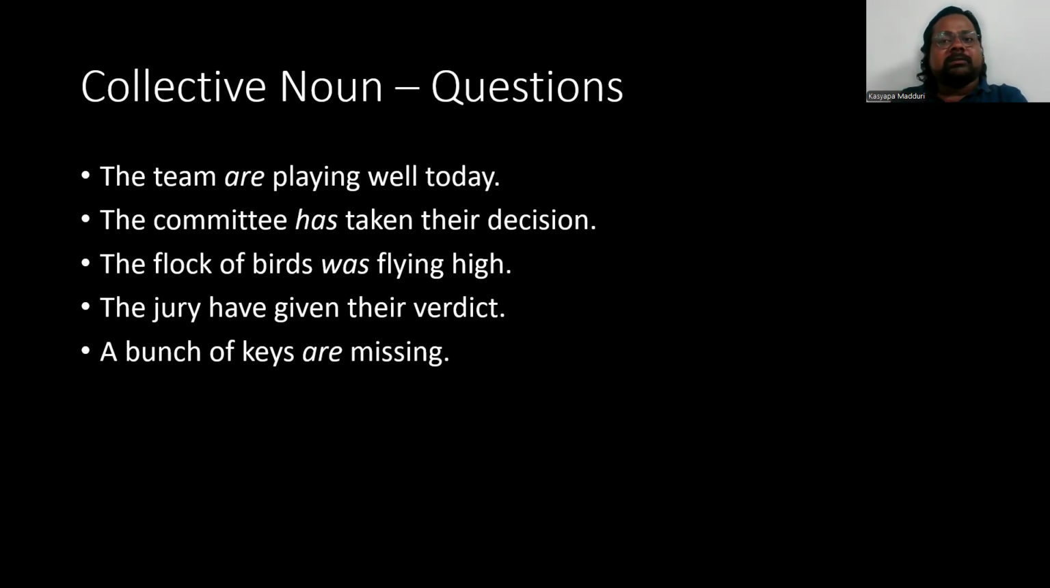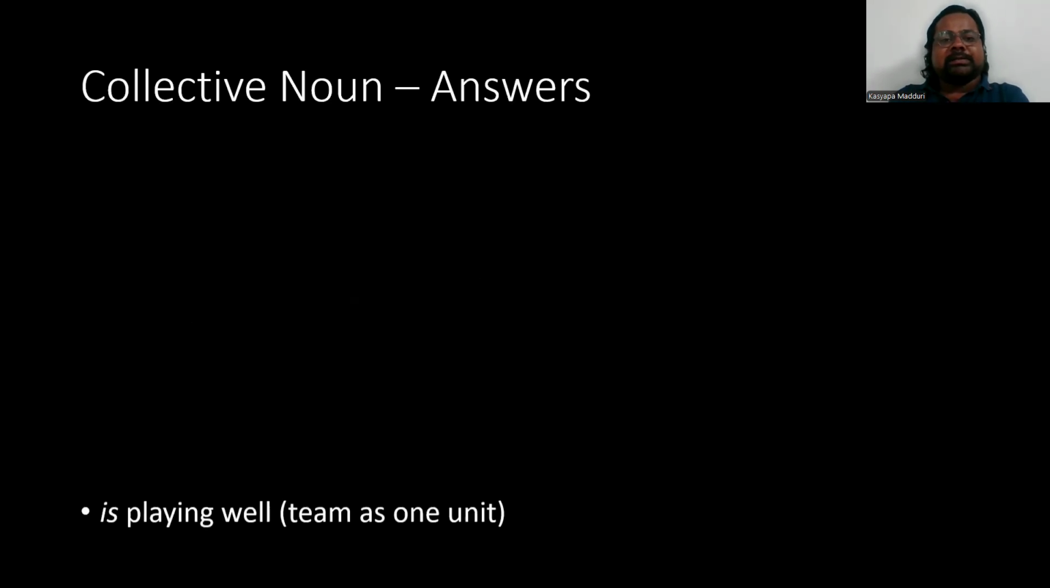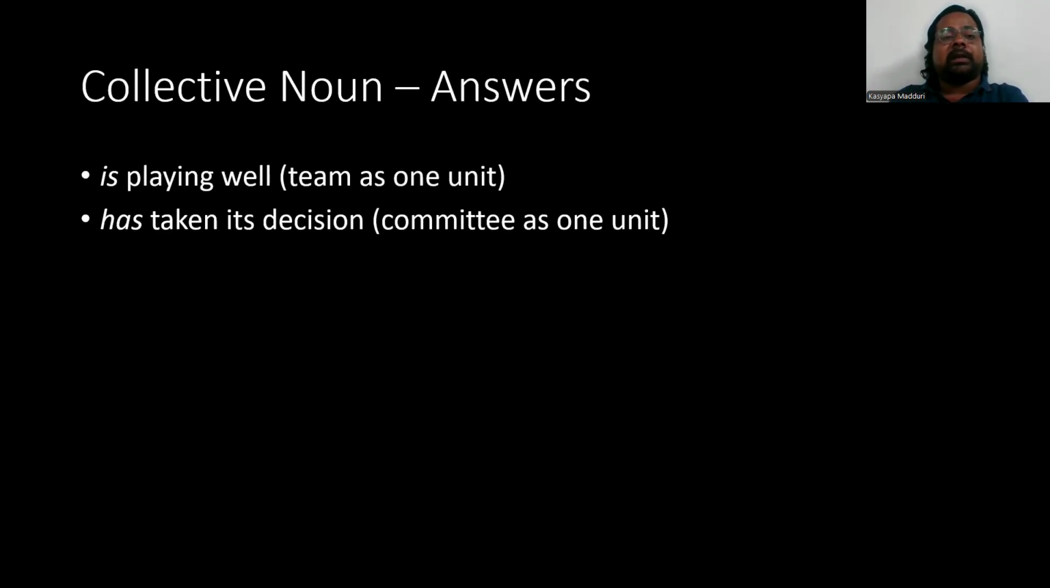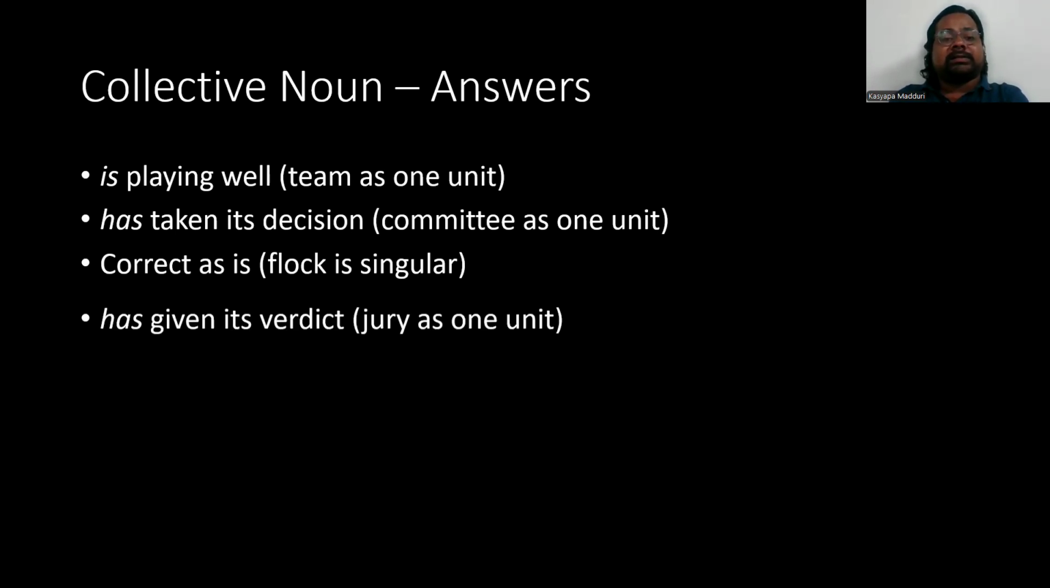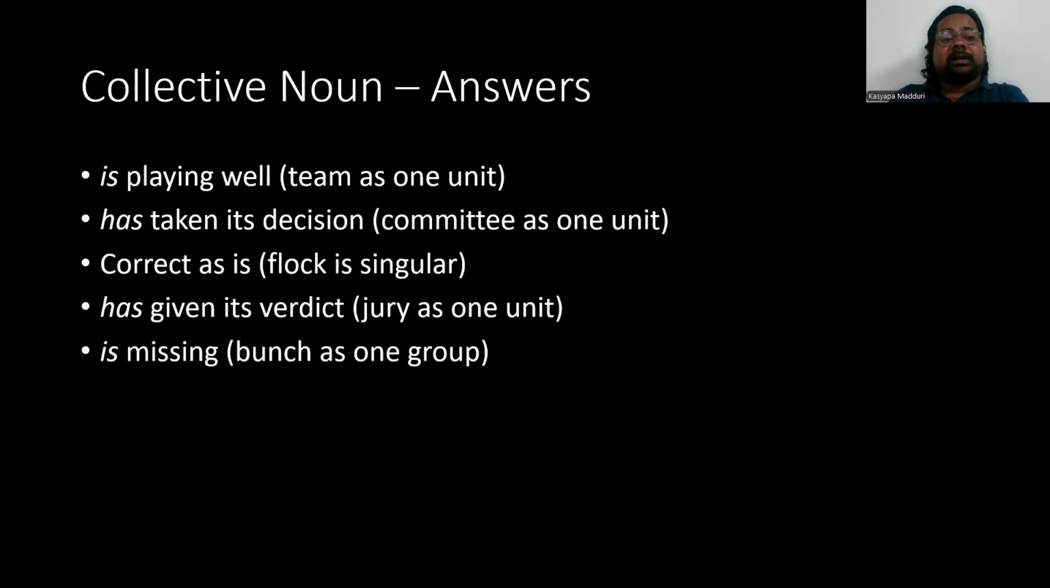These are the common mistakes that we make in SSC CGL and in our conversational English. And these are the mistakes that we need to be very, very careful about. Okay. Let us see the answers now. The team is playing well, has taken decision, correct as is, flawless. The jury has given its verdict. A bunch of keys is missing, right? Okay.